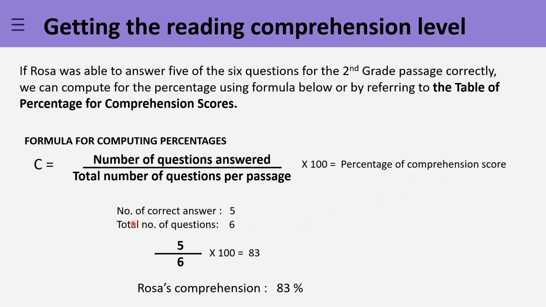So here, the number of correct answers is 5. The total number of questions is 6. So we divide 5 by 6 times 100 and that is equal to 83. So Rosa's comprehension is 83%.